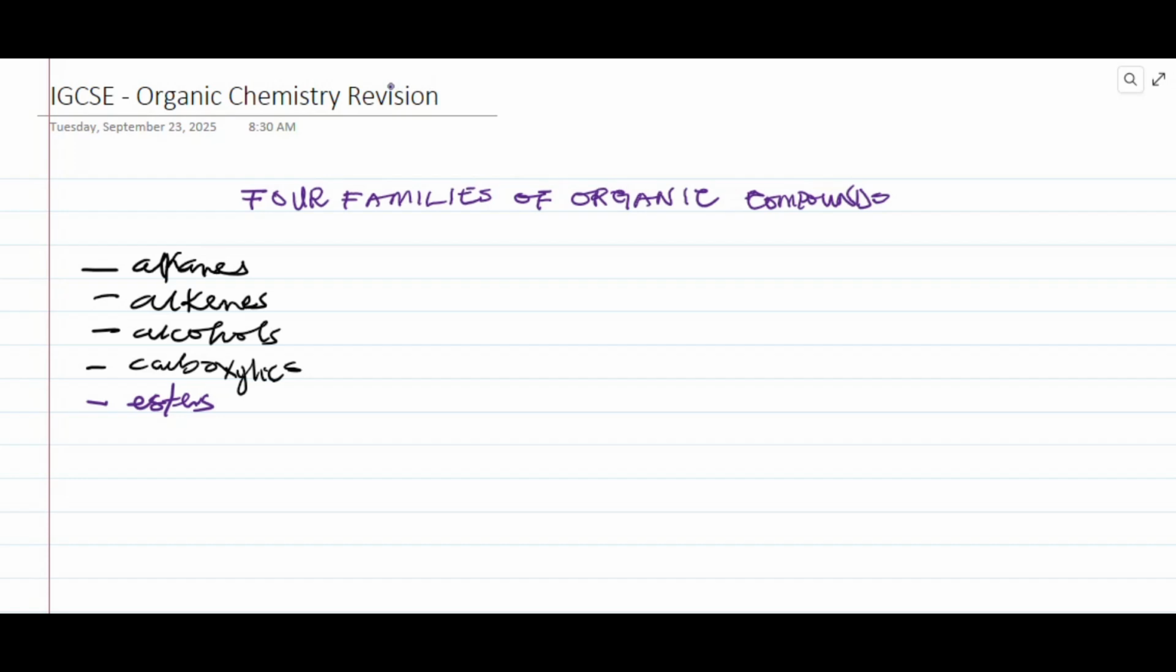So these families, just like human families, have members of the family, and the name of each member of the family reflects the family to which the member belongs. So when you know the name of a member, you can know the family of that member. If you know the family name, you can also derive the name of a member from that family name. So we're going to start by naming the compounds in each of the families.